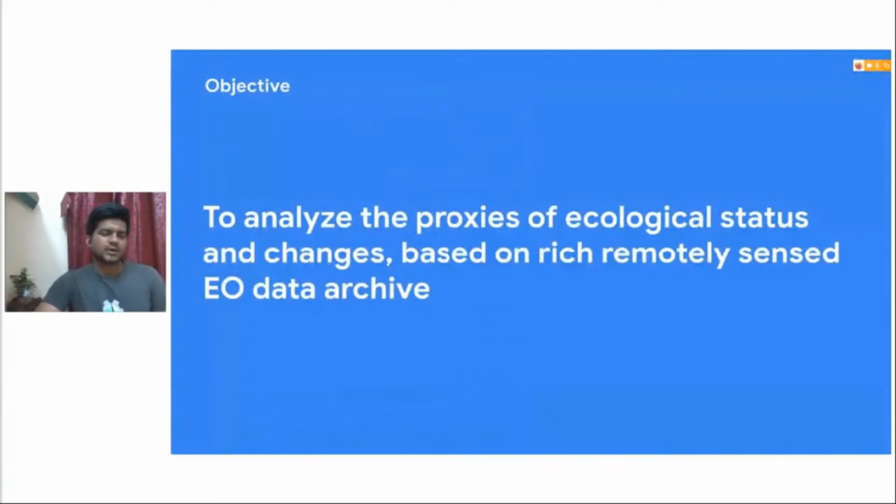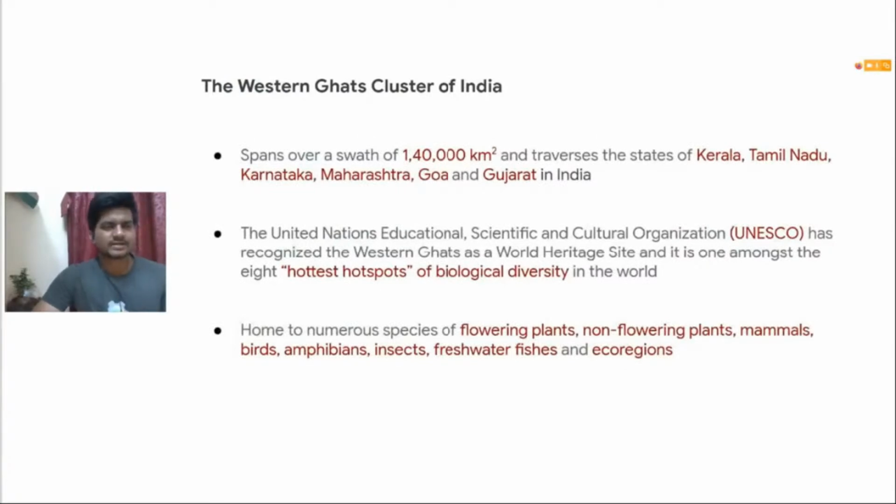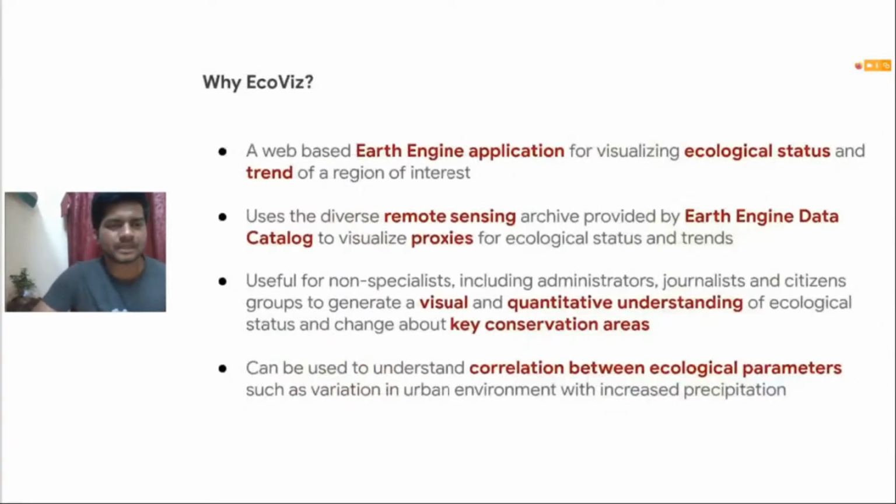So the objective is to analyze the proxies of ecological status. The proxies include temperature, precipitation, anthropogenic activities, and some other factors which we'll be seeing ahead. The study area is the Western Ghats cluster of India. It spans over a very large area, and it is also one of the hottest hotspots of biological diversity as declared by UNESCO.